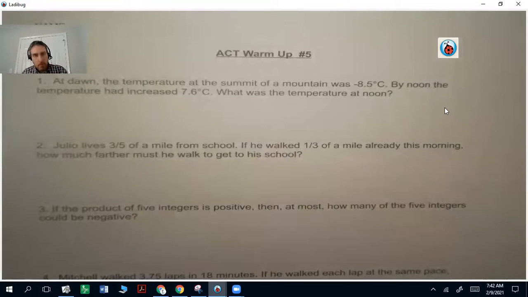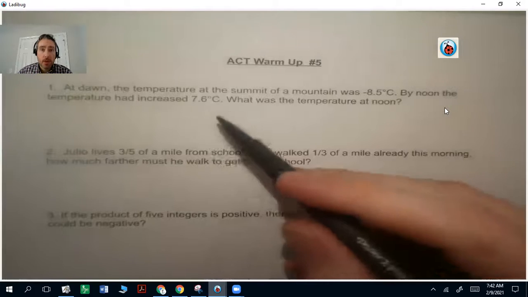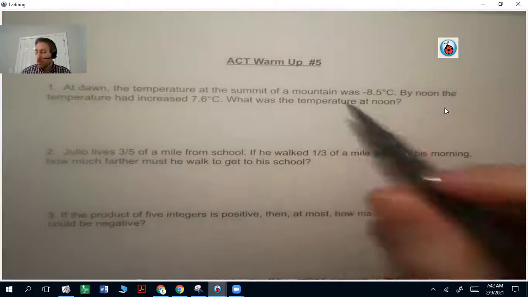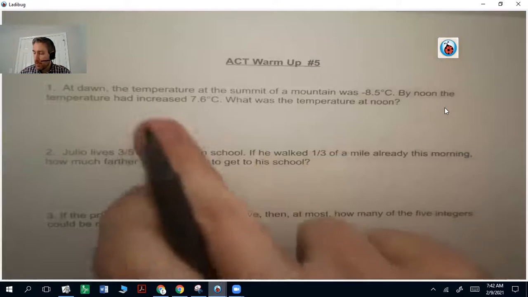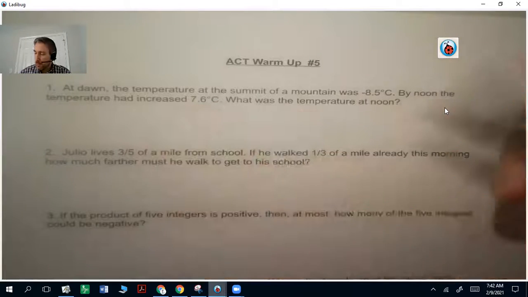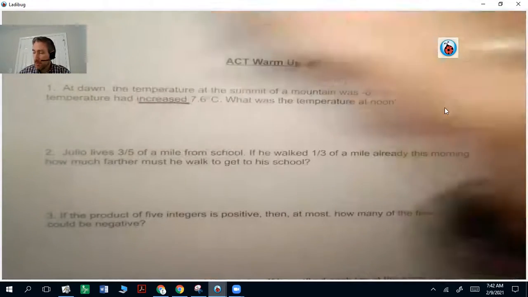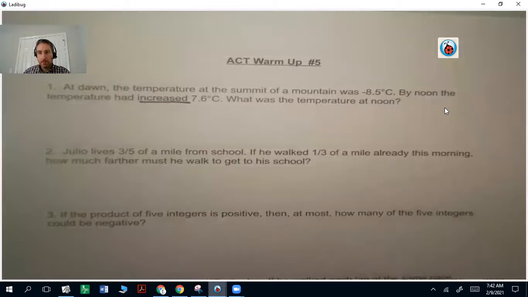All right, ACT warm-up number 5. Number 1, at dawn, the temperature of the summit of a mountain was at negative 8.5 degrees Celsius. By noon, the temperature had increased to 7.6 degrees Celsius. That means to go up. What was the temperature at noon?